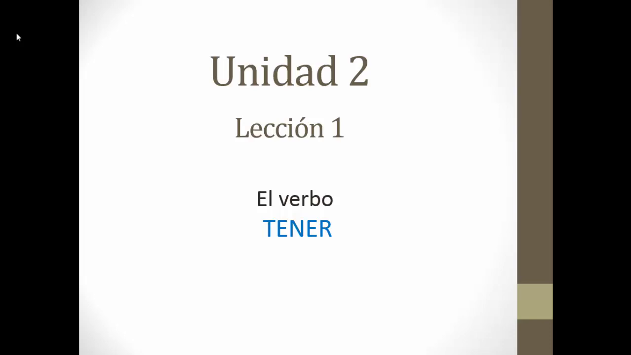Hola estudiantes, we're going to talk about the verb tener, so make sure you have your TENER note guide, a pen or a pencil, and your Avancemos textbook ready so that you can fill in your note guide properly as we go through the PowerPoint.